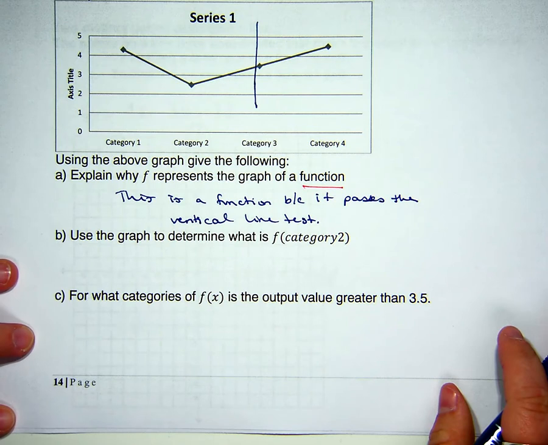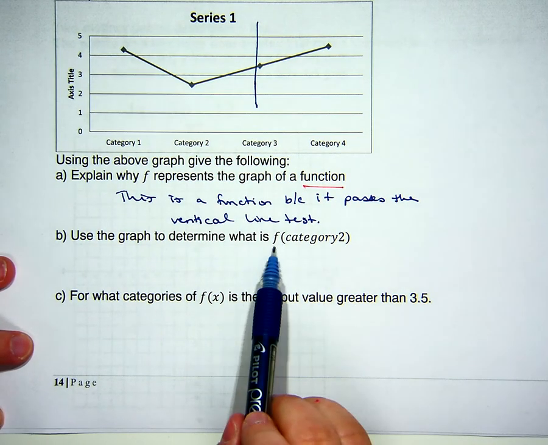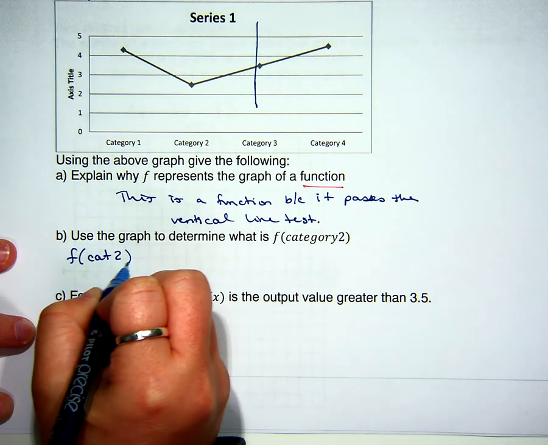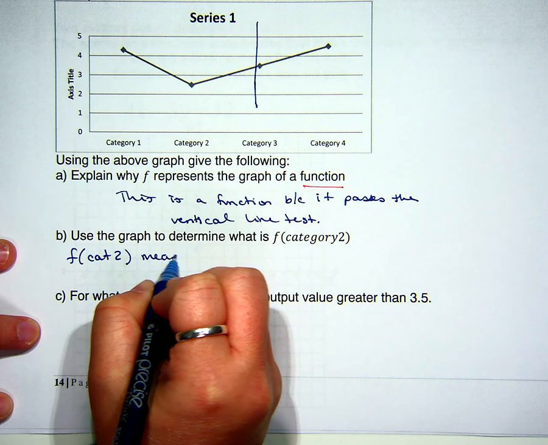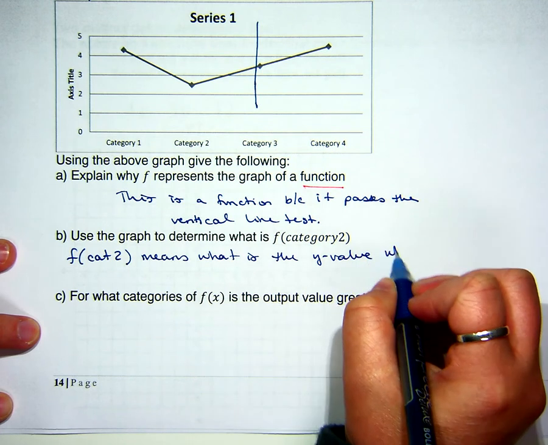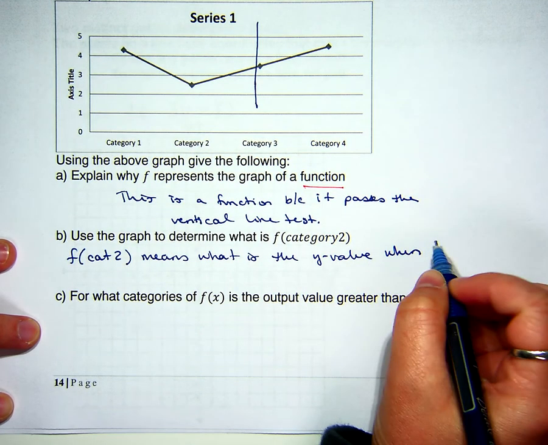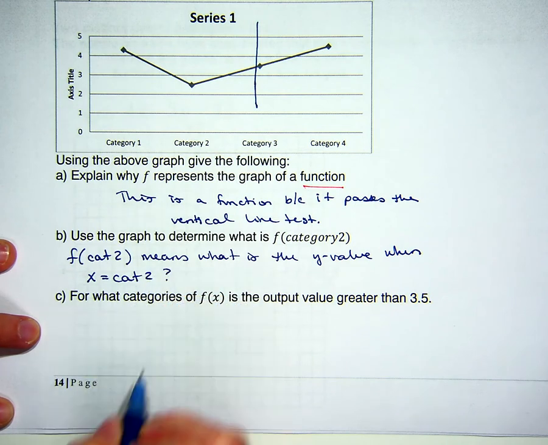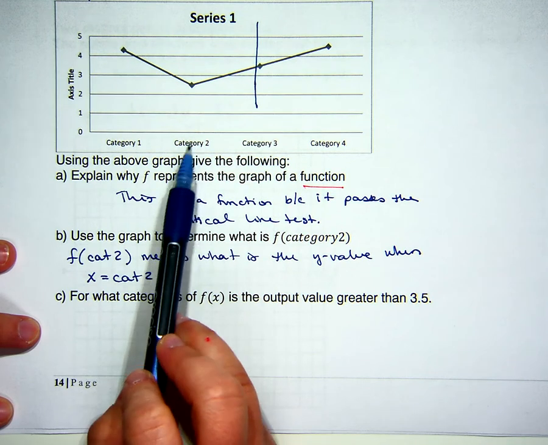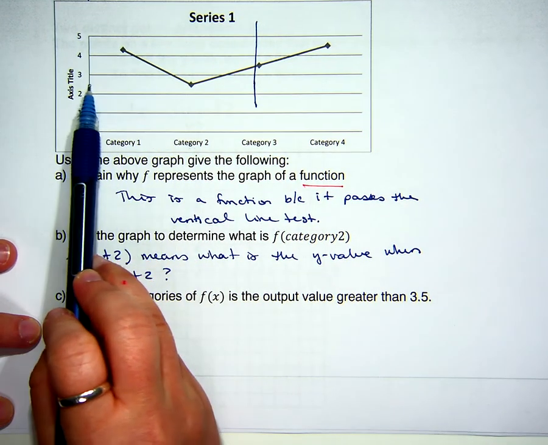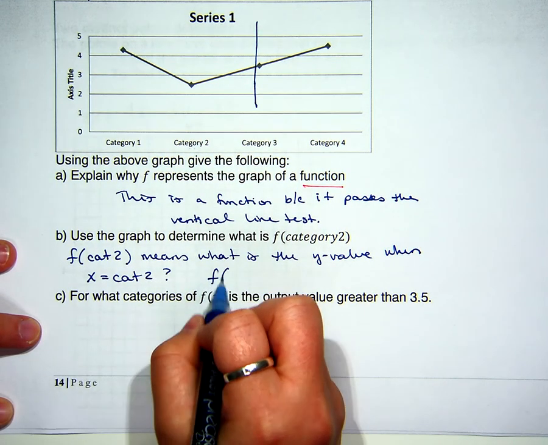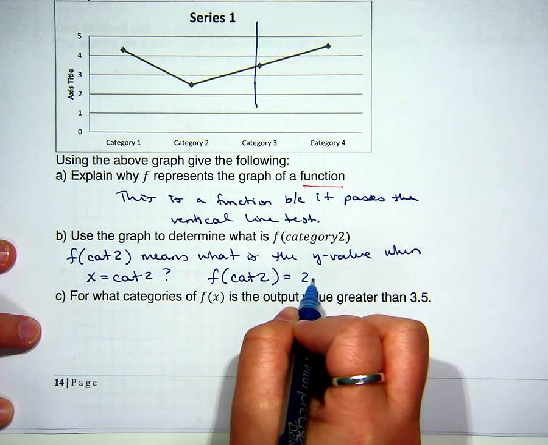Next, use the graph to determine what is f of category 2. Again, to ask f of category 2 means what is the y value when x is category 2. Well, if I look here at my x, which is horizontal, category 2, scroll on up. What is my y value? It looks to be between 2 and 3, about halfway between. So I'm going to say that f of category 2 is 2.5.